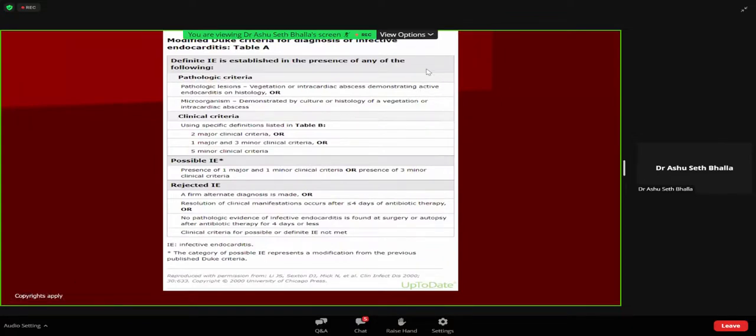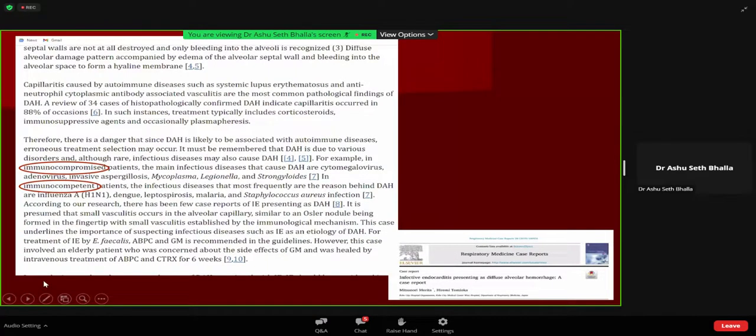The infective endocarditis itself resulted in the DAH. So these are the criteria used for diagnosis of infective endocarditis, the modified Duke's criteria. Based on these, we labeled it as infective endocarditis. And eventually, this was an IE associated DAH. A lot of infections can result in DAH is what I wanted to bring out.